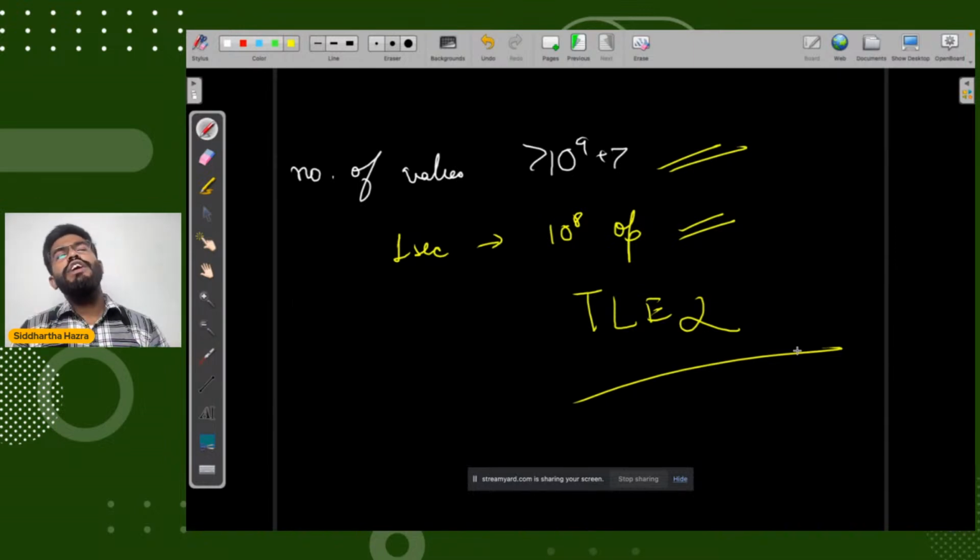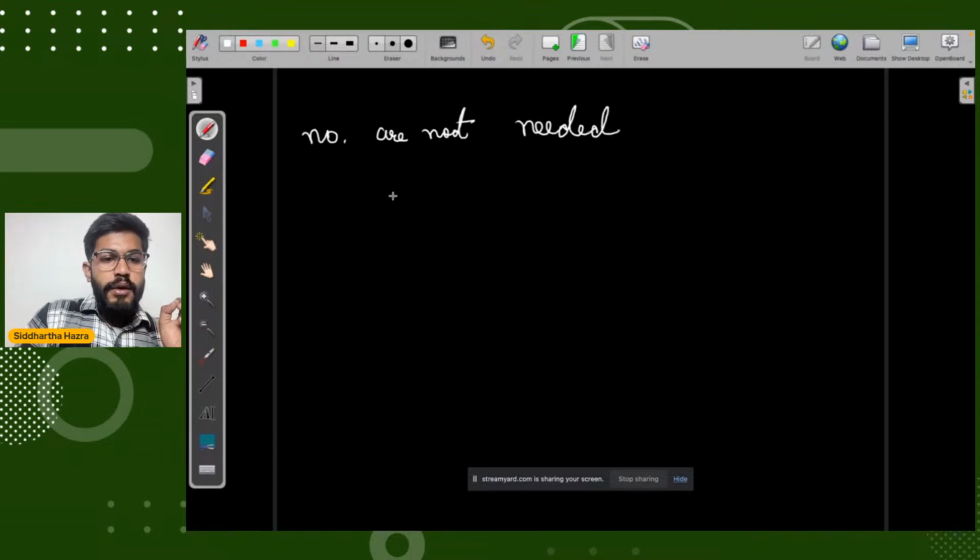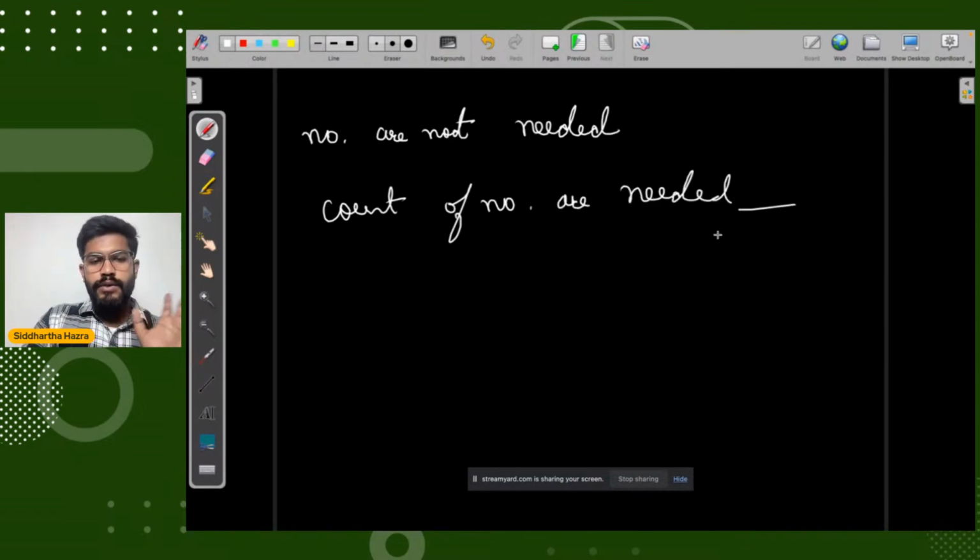Okay. So now the very first idea is, it is not asking me for the numbers, but is just asking me the count of the numbers. This is the very first hint. Numbers are not needed, but the count of the numbers is needed. Number is not needed, only the count is needed. So if only the count is needed, that means we can focus on this part to be very specific. We can focus a lot on this part.